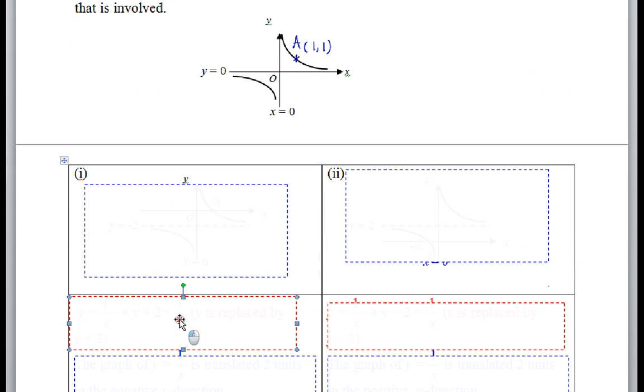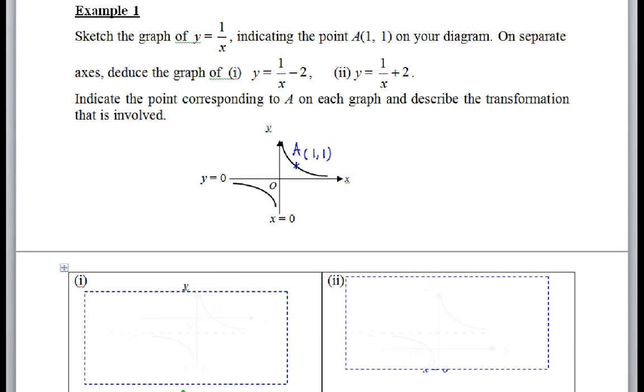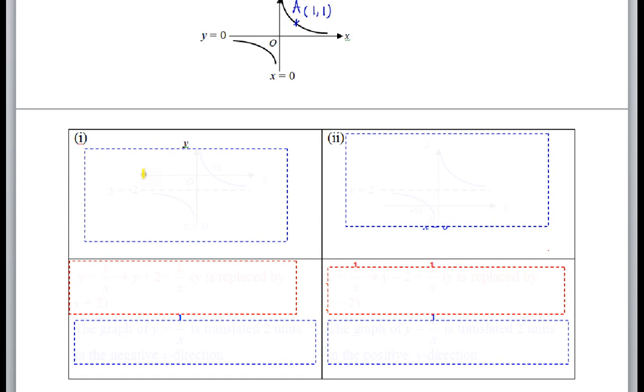Okay. Now, let's take a look at this graph. So if we want this, we will rewrite this as y plus 2 equals 1 over x. Okay, generally we will do that. So if you rewrite this as y plus 2 equals 1 over x, what is it then?